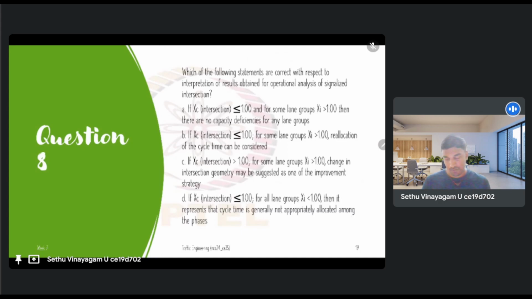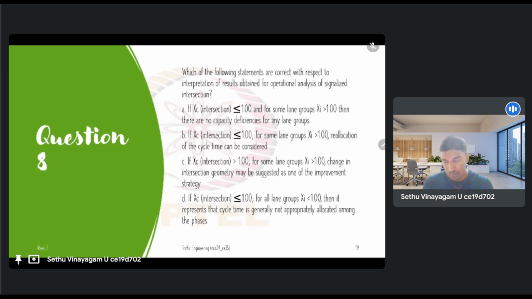And option D is if the intersection v by c is less than 1 and for all the lane groups X is also less than 1, then it represents that the cycle time is generally not appropriately allocated among the phases. Okay, so here we have done all our analysis. We got the critical v by c for each phase, and then we took the critical value for each phase and obtained the critical v by c ratio for the whole intersection. So it will be some value, less than 1, equal to 1, or greater than 1. So how do we interpret this? That is what we looked at in the lecture, so here we are answering questions related to it.